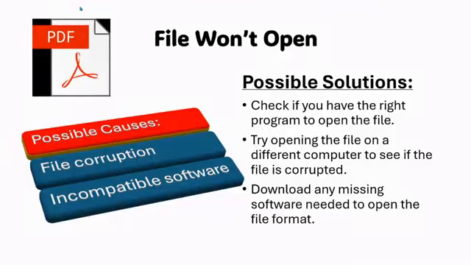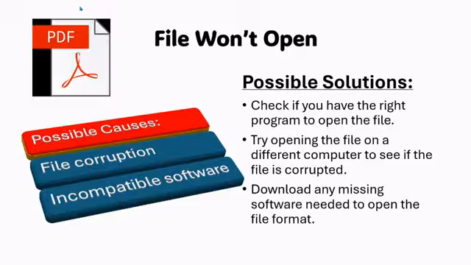Here's another one: file won't open. Sometimes we get some files. Let's say, for example, we get a Microsoft file. Somebody might send it to us through email or through WhatsApp, and we're not able to open these files. So some possible causes: it could be that the file is corrupt, so it's a bad file, or it could be that you have incompatible software.